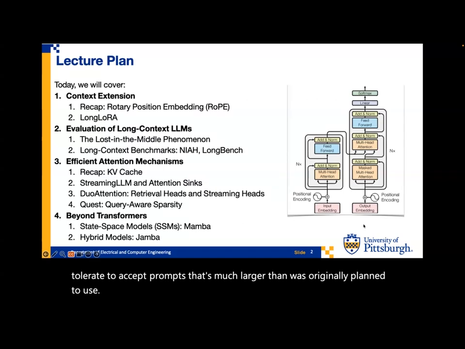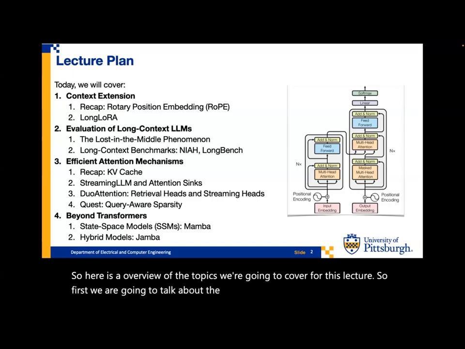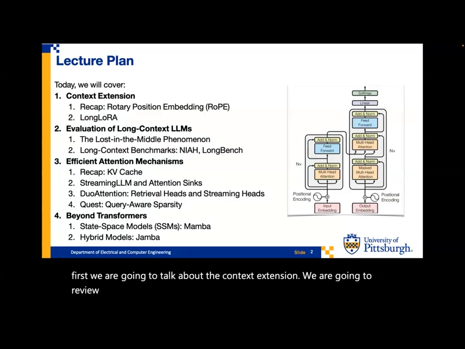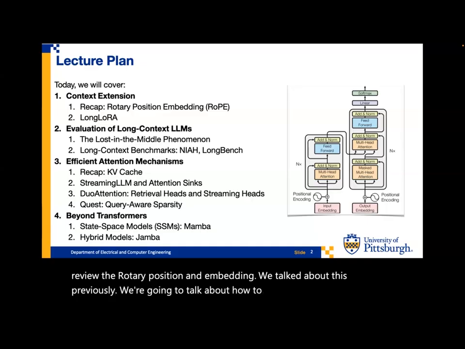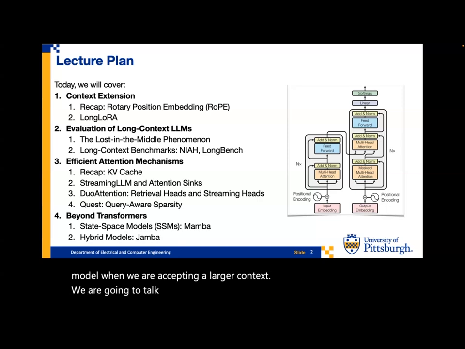Here is an overview of the topics we are going to cover in this lecture. First, we are going to talk about context extension. We are going to review rotary position embedding, which we talked about previously. We're going to talk about how to fine-tune the large language model when accepting a larger context. We are going to talk about benchmarking long context large language models.